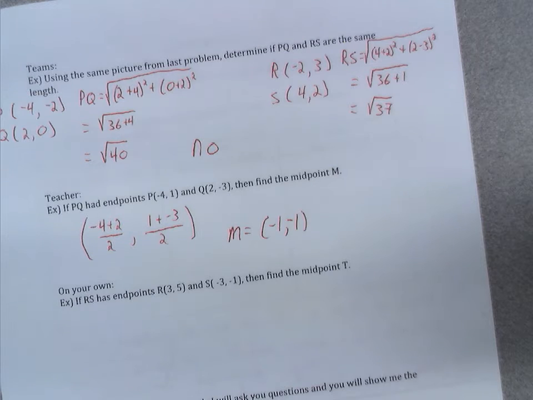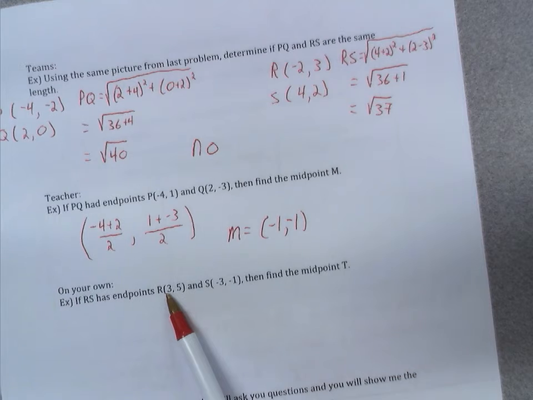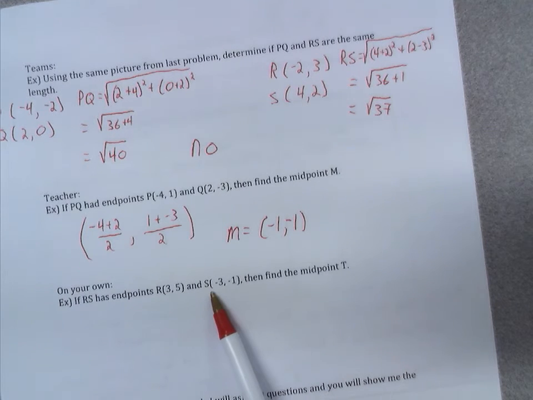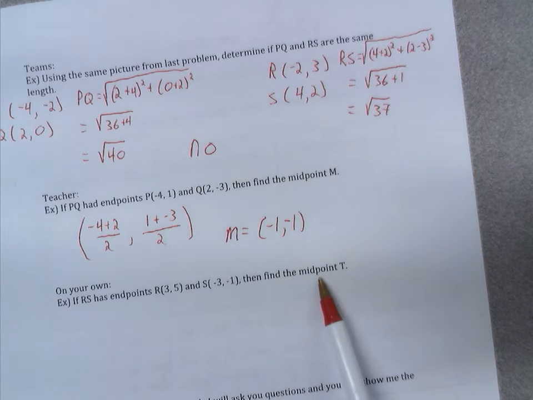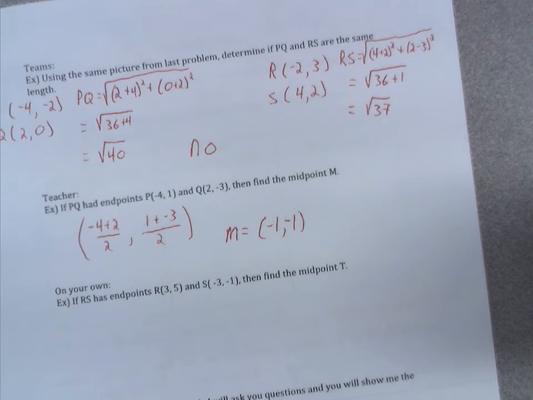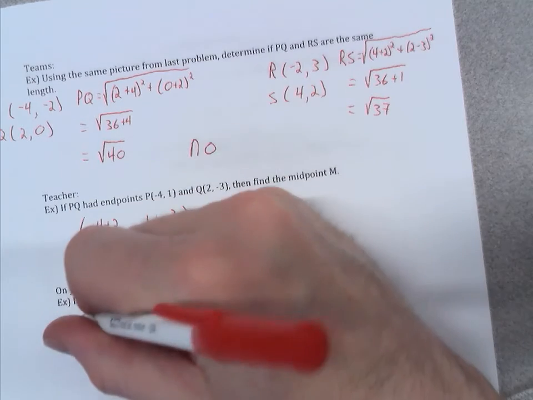So let's continue on your own. If RS has endpoints R is 3, 5, and S is -3, -1, then find the midpoint T. So I want you to pause the video for a brief moment and then come back to it. Okay, now that you're back, so you have those points.